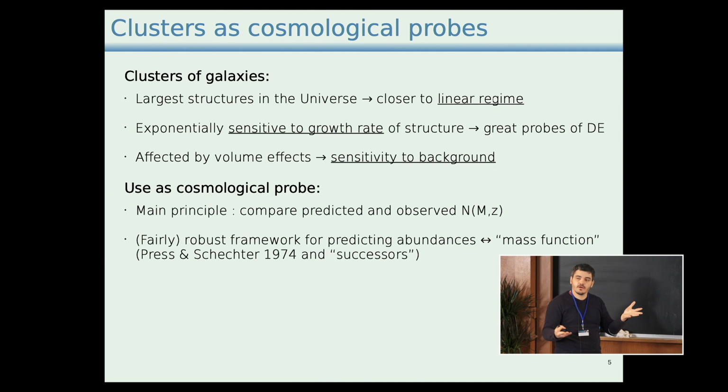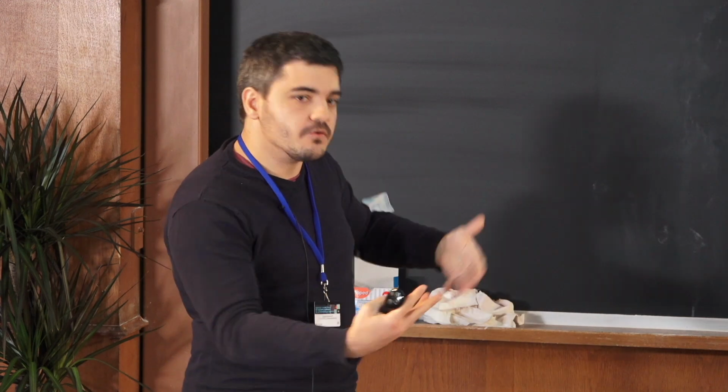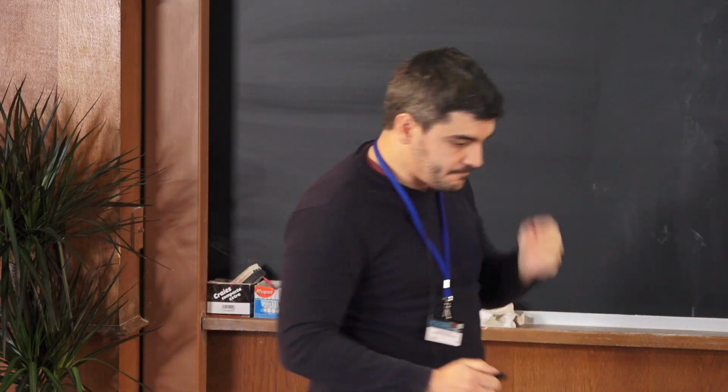So how do we use clusters in cosmology? It's pretty simple. You count them, and you compare those counts to theoretical counts. And we have a fairly robust framework for predicting the abundance of clusters as a function of mass and as a function of redshift since the 70s with the Press-Schechter formalism, and there have been iterations of this formalism, so we are fairly confident in this kind of prediction.